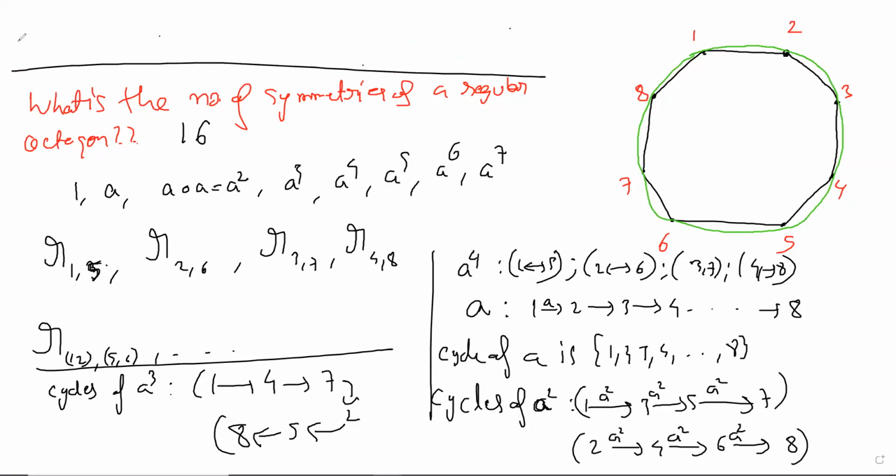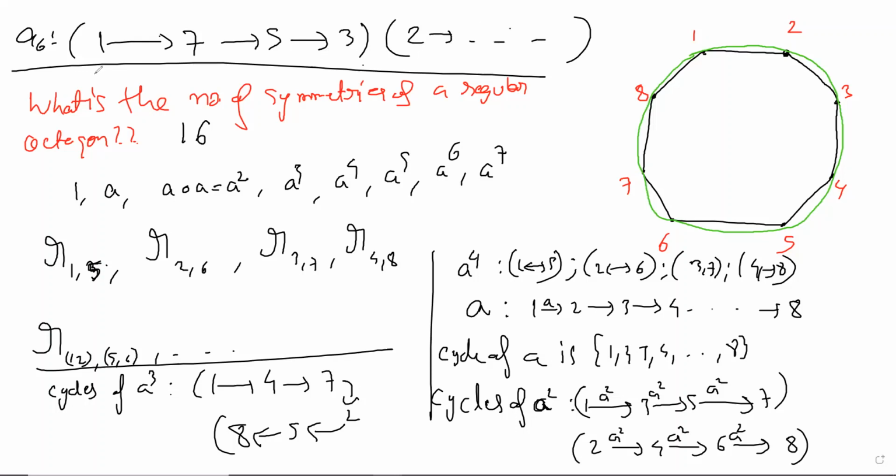Can anybody quickly tell me what it is for 6? So, 1 to 7. There will be 2 cycles, right? So yeah, you can write it. There will be 2 cycles. Now, if you check for 7, there will only be 1 cycle. It has to do with that.